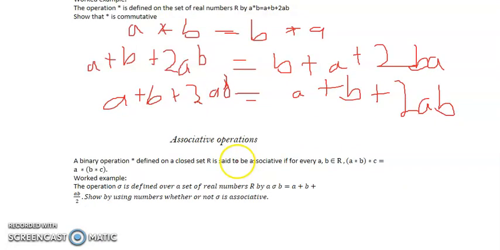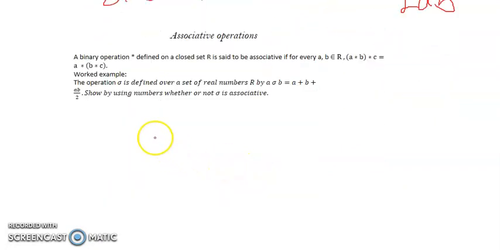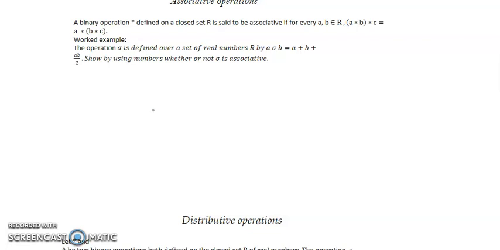As simple as that. Let's look at associative operations. Now, a binary operation star defined on the closed set R is said to be associative if for every element A, B, C, which are all elements of R, A star B star C is equal to A star into brackets B star C. Let's look at a worked operation. The operation sigma is defined over the set of real numbers by A sigma B gives you A plus B plus AB all over 2. Now let's show using numbers whether or not this binary operation sigma is associative.